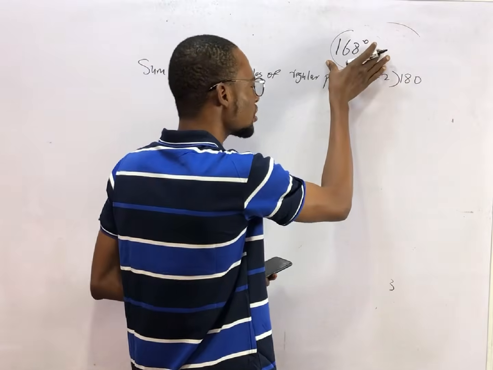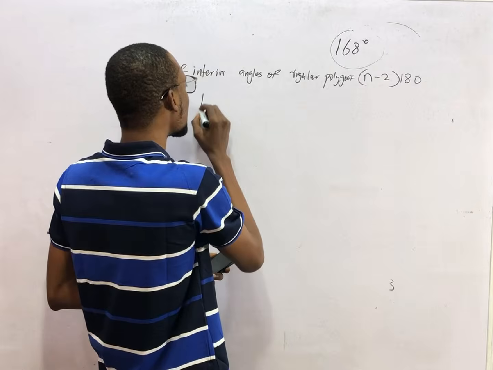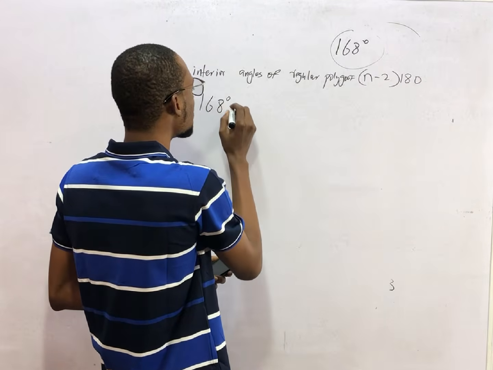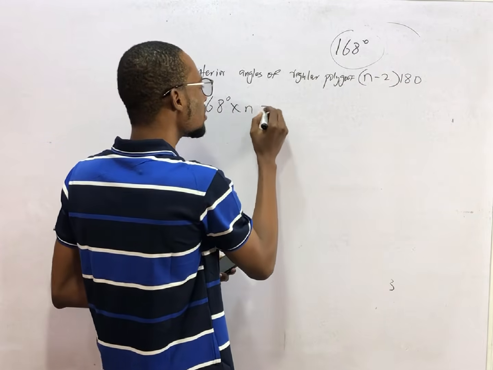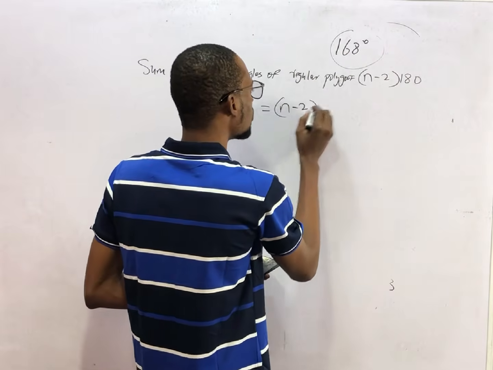Given that one of the angles is 168 degrees, 168 degrees times the number of sides is the same thing as the sum of interior angles.